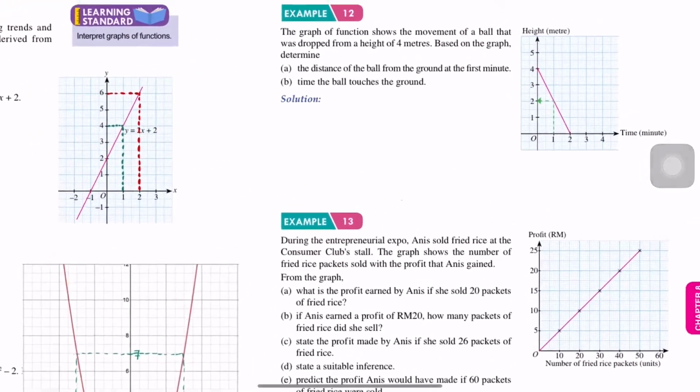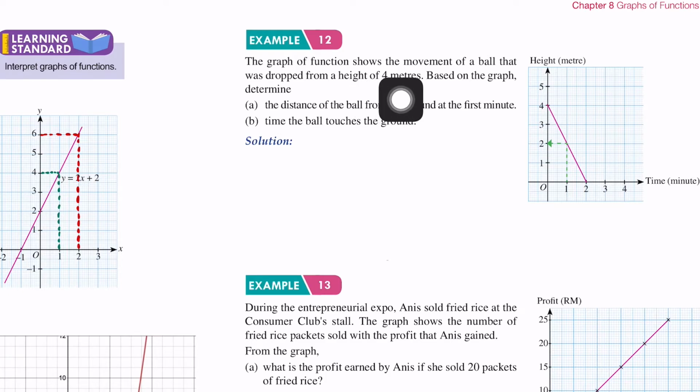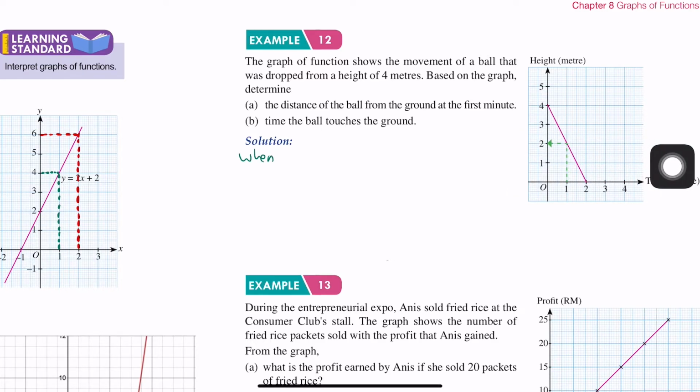Next, let's look at example 12. The graph of function shows the movement of a ball that was dropped from the height of 4 meters. Based on the graph, determine the distance of the ball from the ground at the first minute. So at the first minute, let's look over here. This is the first minute. Dotted line until you reach the graph line and then bring it forward to the y-axis. So you get the value of 2. So when x equals 1, y equals 2.